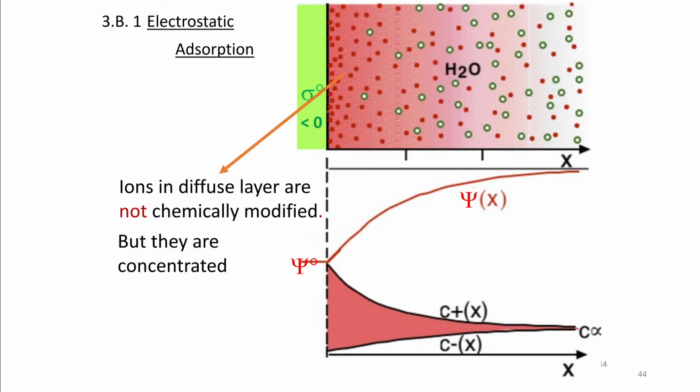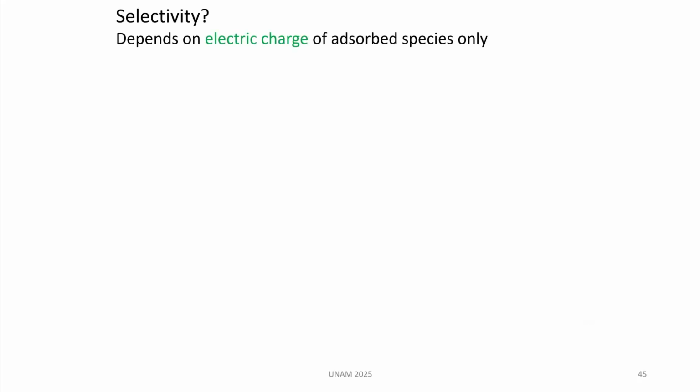This region is called the diffuse layer. In fact, the ions in the diffuse layer are not modified in their molecular environment. It's exactly the same as in solution. It's just that they are in an electric potential that is variable, and so their energy changes. That's the first type of adsorption.